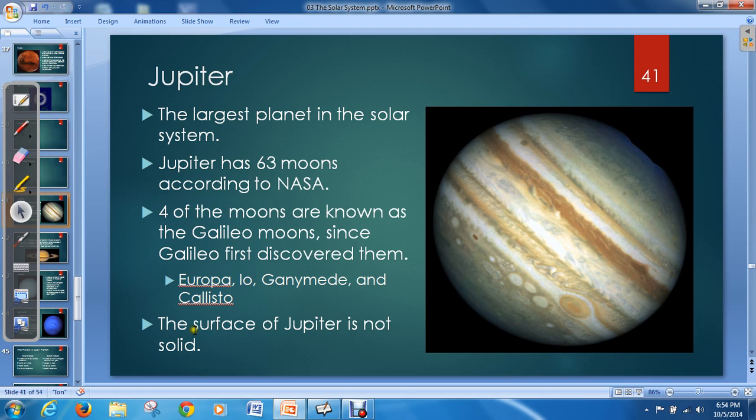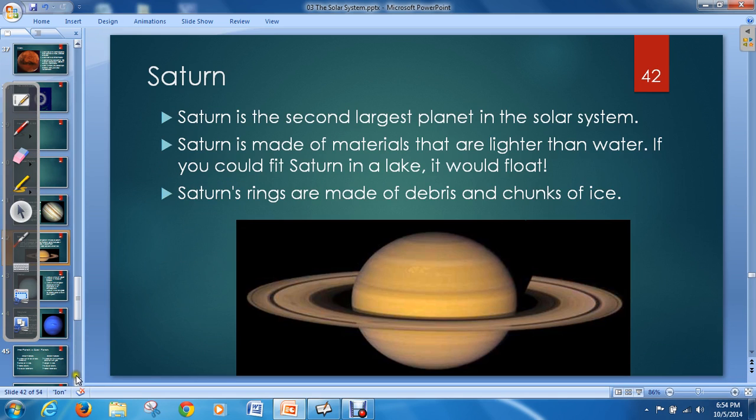Okay, then there's Saturn. Good old Saturn, known for its large rings around it. Okay, second largest planet in the solar system. It's made of materials lighter than water, again because it's a gas. So if you could fit Saturn in a lake, it would actually float to the surface. So that's kind of cool. Even as big as it is, it's not very dense.